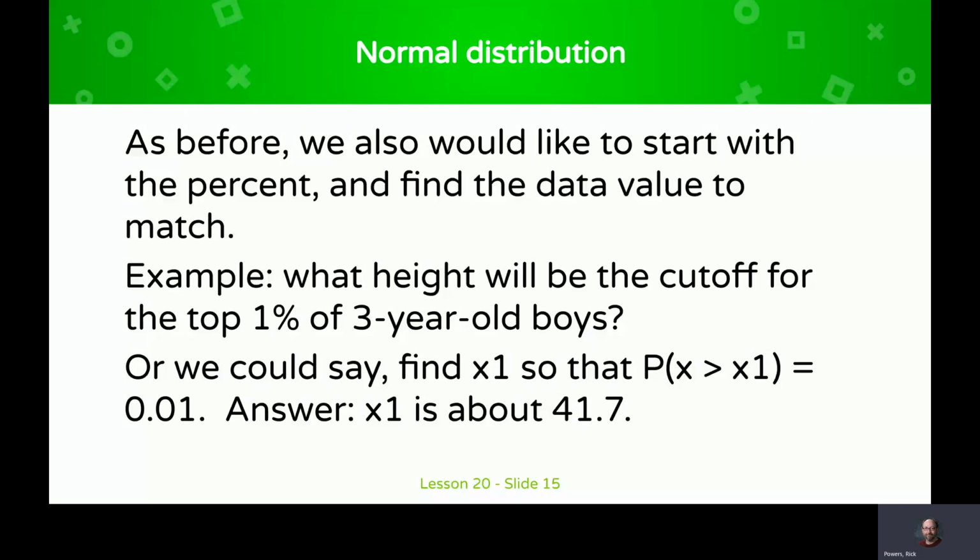As before, we also would like to start with a percent and find the data value to match. Example, what height will be the cutoff for the top 1% of 3-year-old boys? Or we could say find x1 so that the probability that x is greater than x1 is equal to 0.01. The answer, x1 is about 41.7.